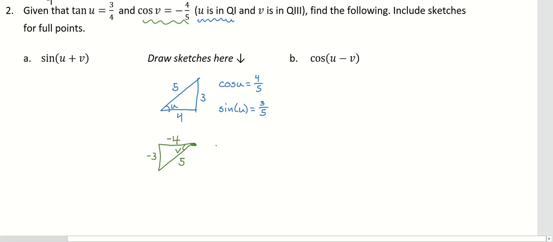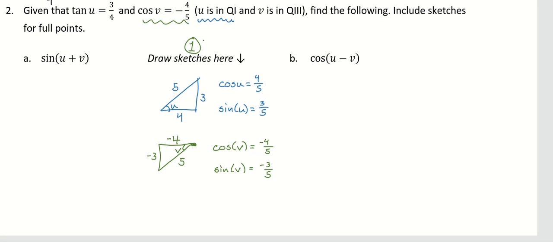So we have those, and I'll do the same thing here. The cosine of angle V is adjacent over hypotenuse, which I know we already had, but it's negative 4/5. And the sine of angle V is opposite over hypotenuse, which is negative 3/5. So these sketches are worth a point, and we have to have them. We need these values: cos U, sine U, cos V, and sine V. I hope you include the sketches.